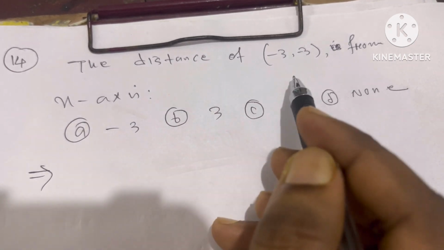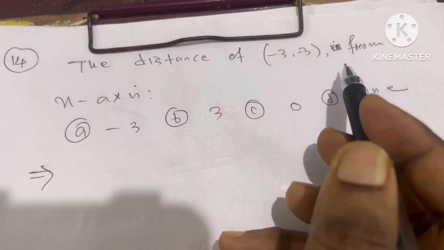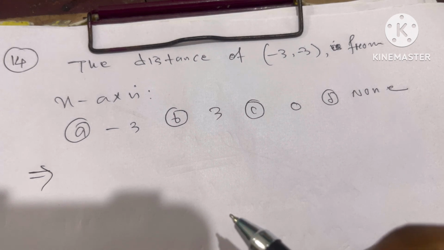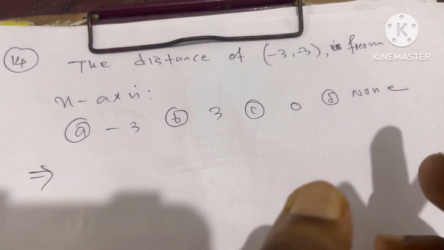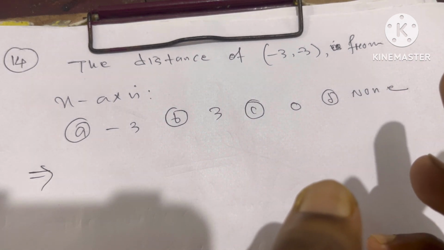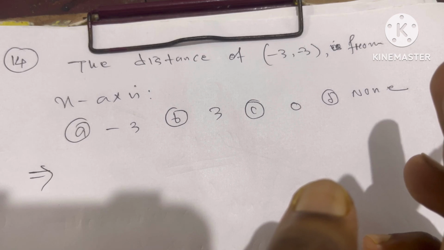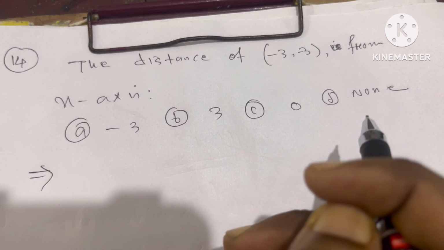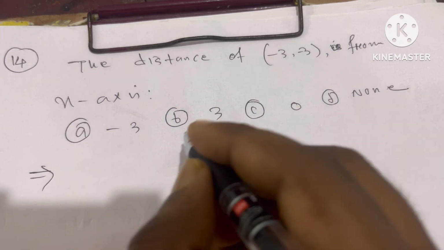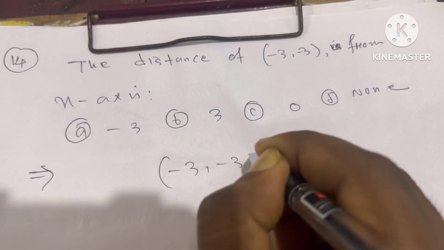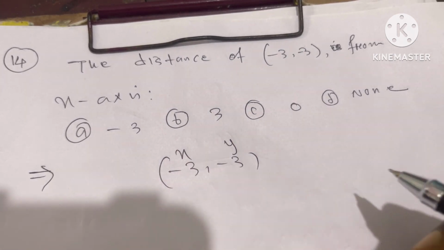Question number 14. The distance of minus 3, 3 from x-axis. So already we discussed distance. The distance of any coordinate from x-axis is equal to what? Value of y unit. So you see minus 3, 3. This is the value of x. This is the value of y.